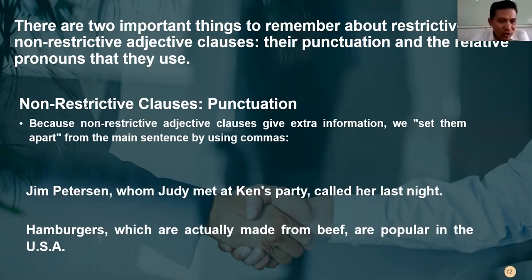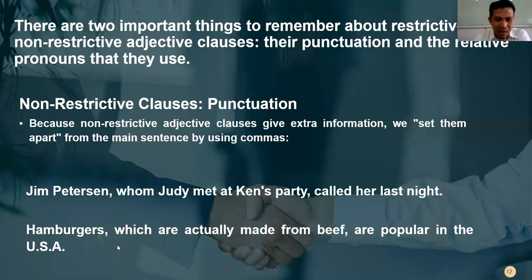Non-restrictive adjective clauses give extra information, so we set them apart from the main sentence by using commas. So we separate them by using commas. We use a comma between the noun and the adjective clause, and then another comma before the rest of the independent clause. For example, Jim Peterson, whom Judy met at Ken's party, called her last night.